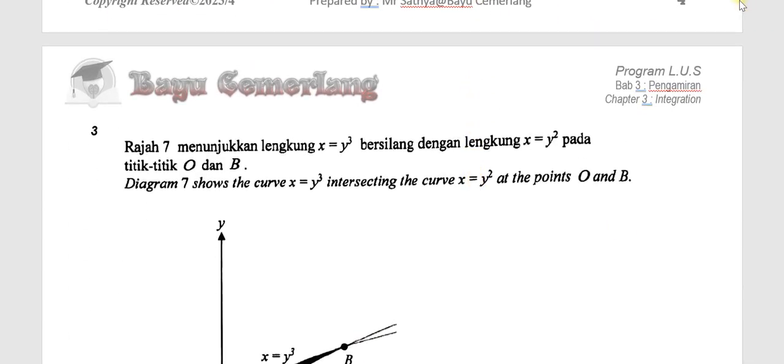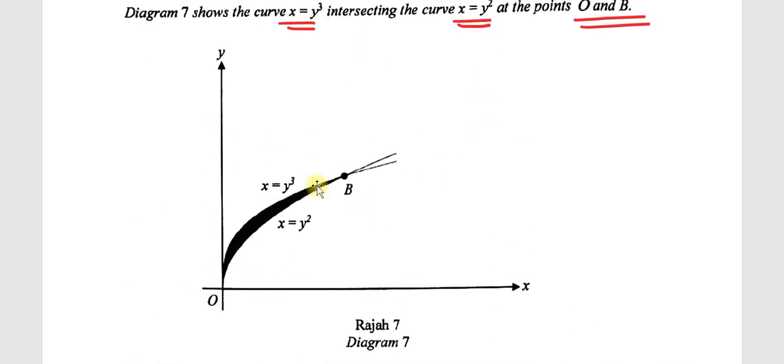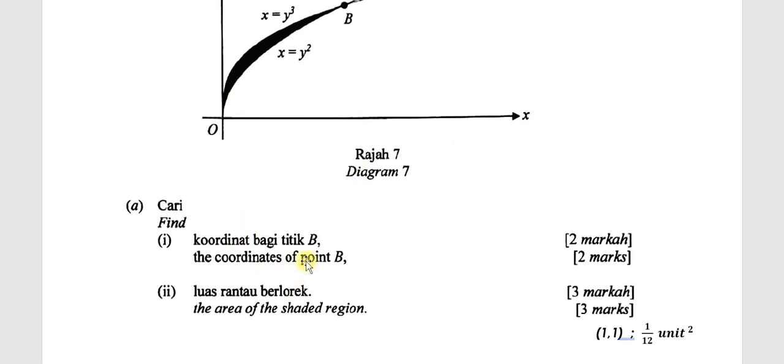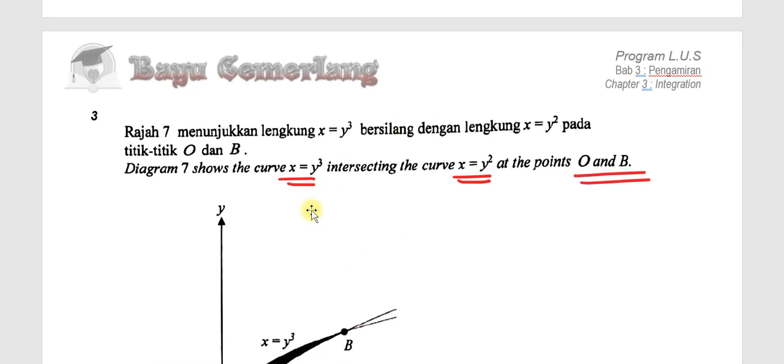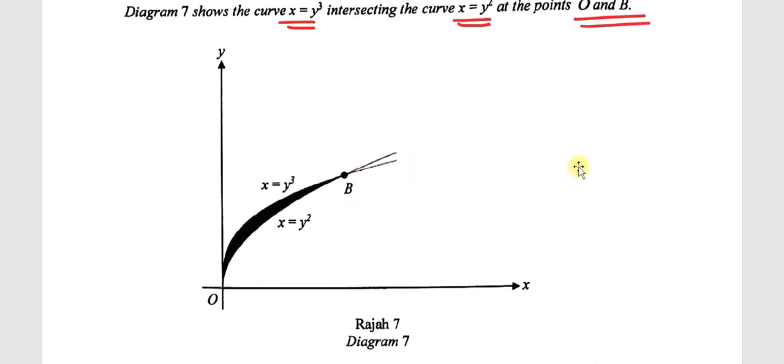Question 3. Diagram 7 shows x equal to y cube intersecting x equal to y square at points O and B. Find the coordinate B. Coordinate B is the intersection point between the two curves, so we must equate their equations.